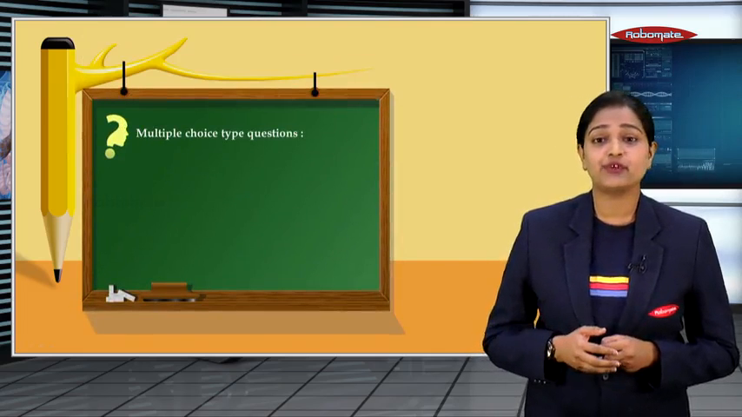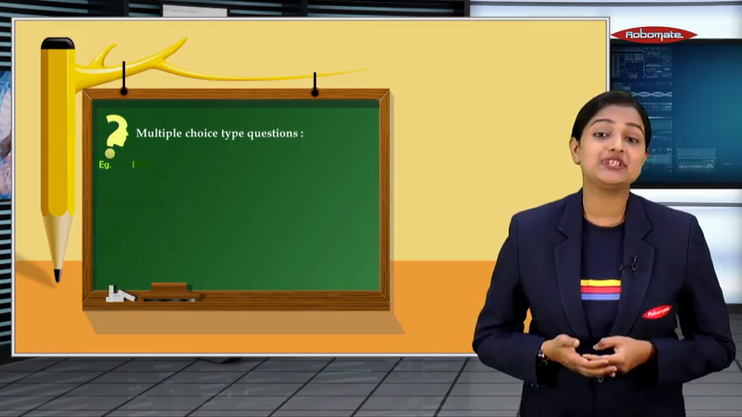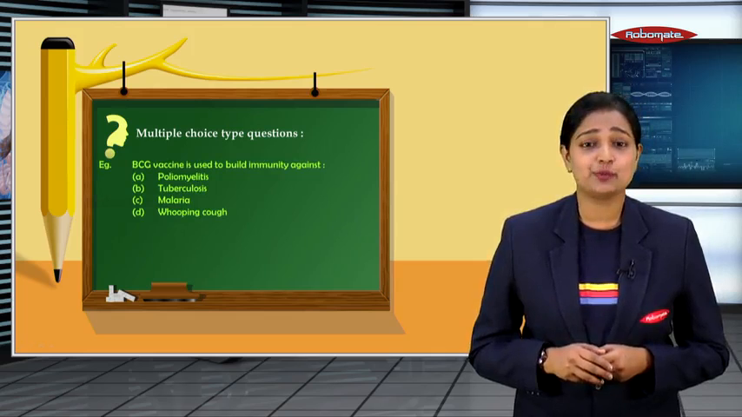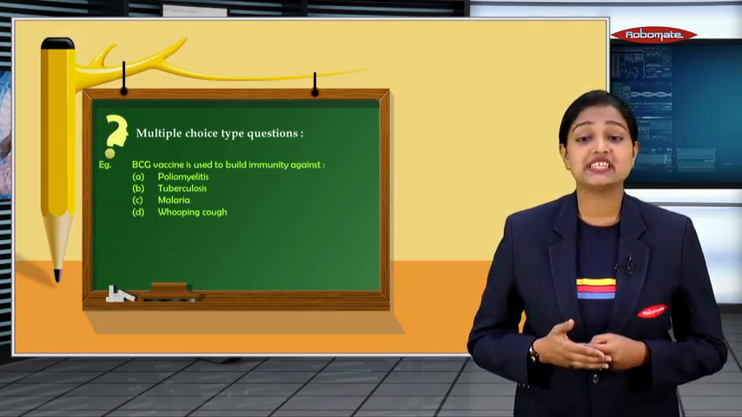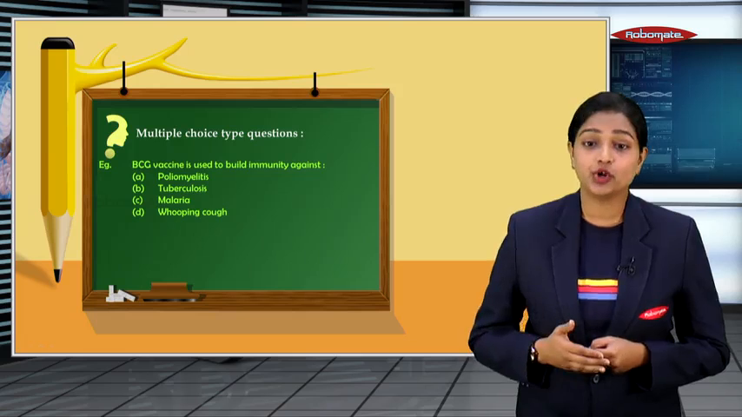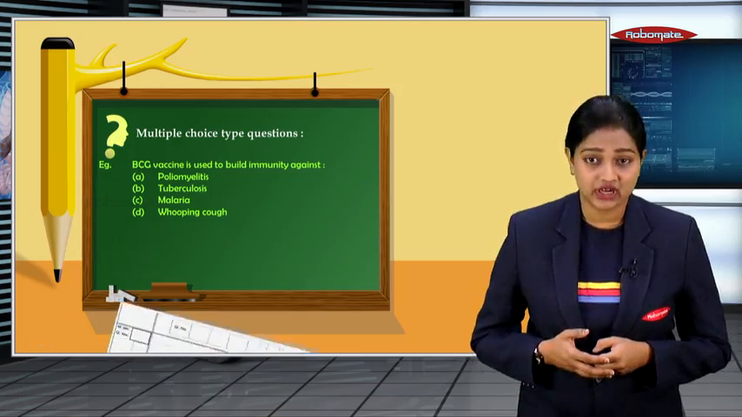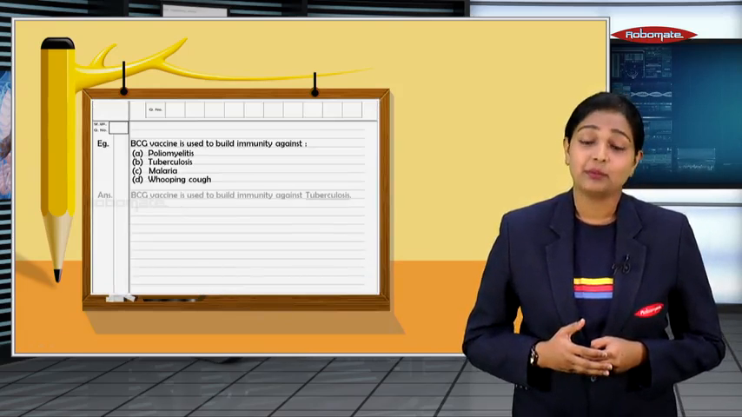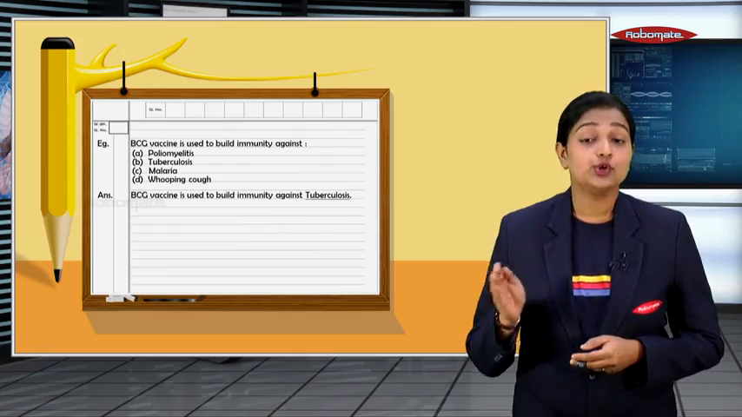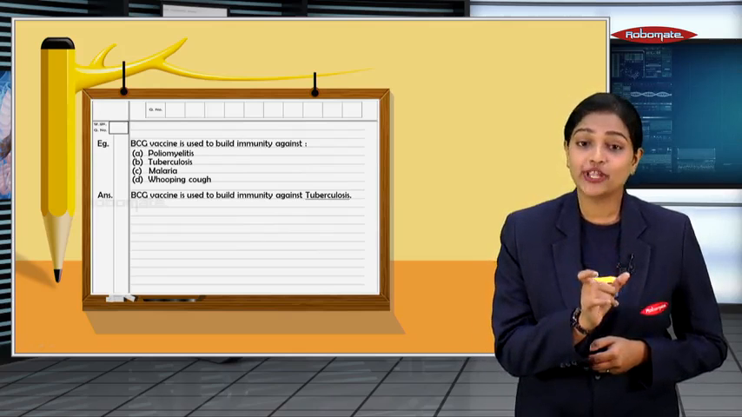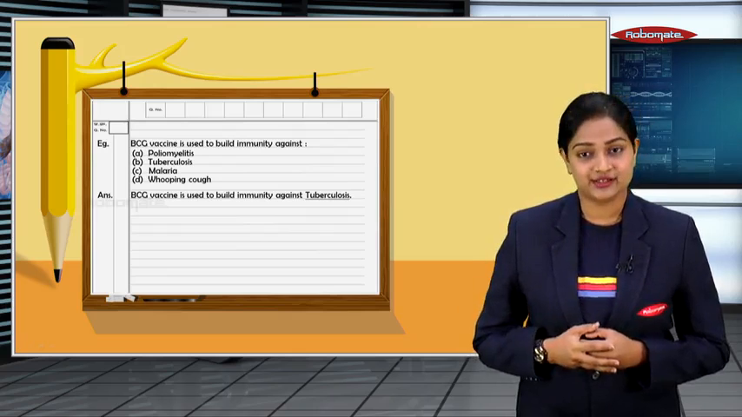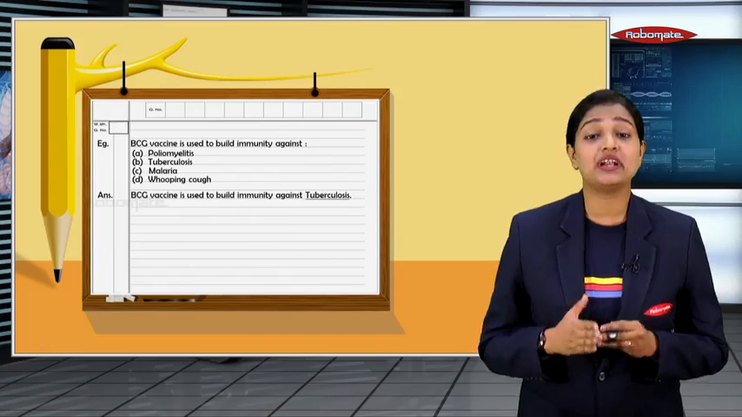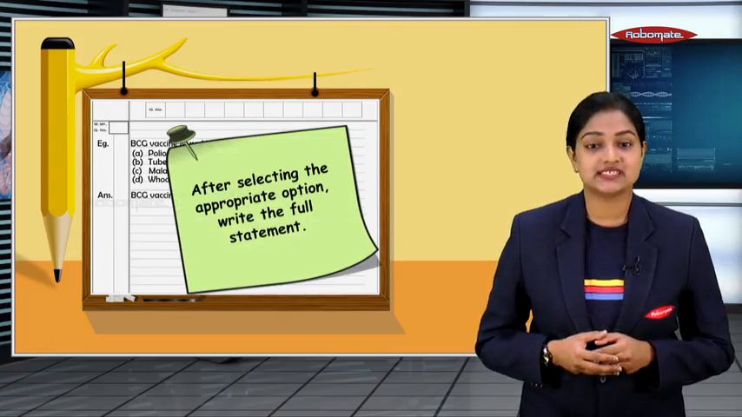Moving ahead to the another type of question where there is multiple choice questions. So example, BCG vaccine is used to build immunity against. The options given are poliomyelitis, tuberculosis, malaria and whooping cough. Now mostly what students do is they just write down the answer. But students, always remember, you should write the complete sentence following the answer and underlining it. So the answer for this type of question is BCG vaccine is used to build immunity against tuberculosis.